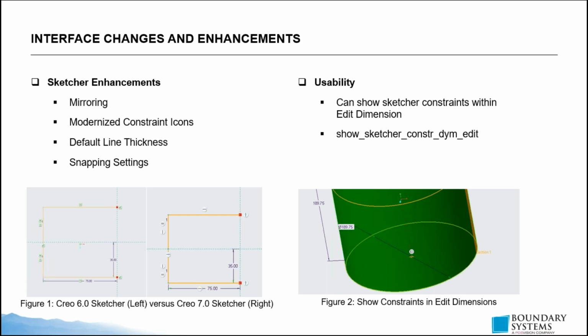So other usability items, they now added the ability for you to view Sketcher constraints while within edit dimension. And so again, if you're editing certain dimensions there, instead of just seeing the dimensions and the numbers, you can also see the constraint scheme that was used, and that can convey the full picture of how a feature was made.